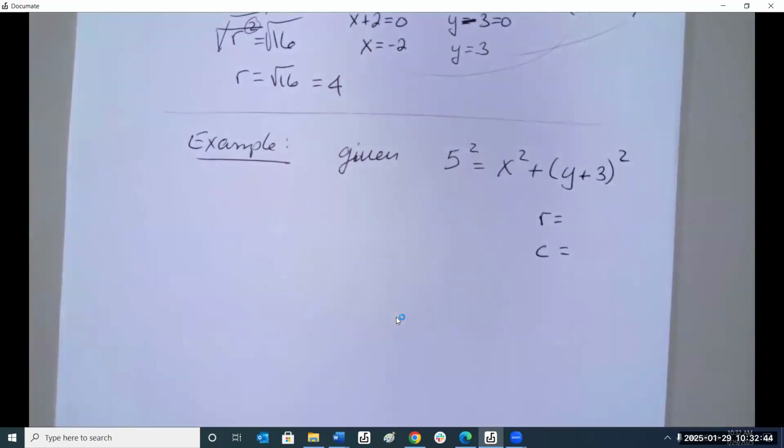Now, given this circle, find me the radius and the center. What's the radius and what's the center?